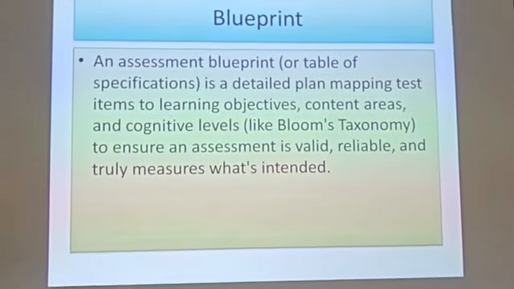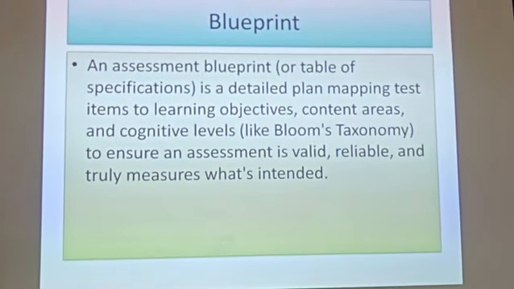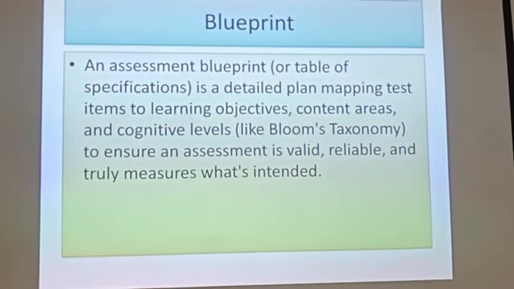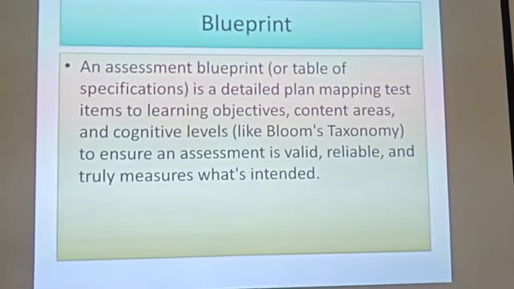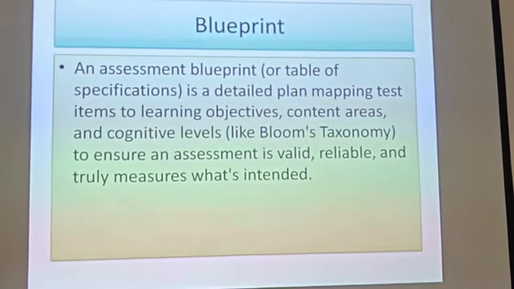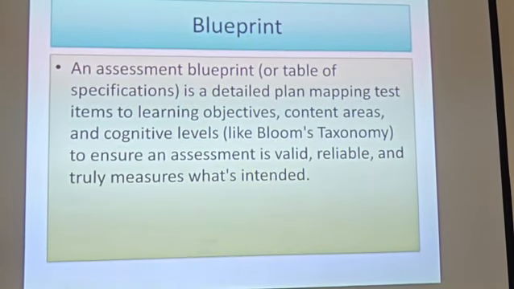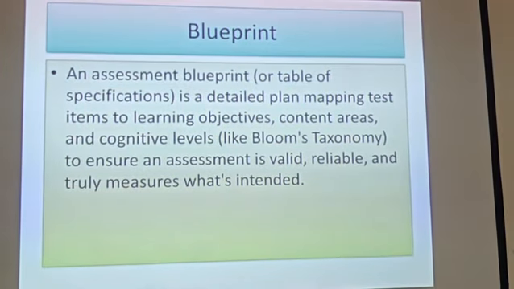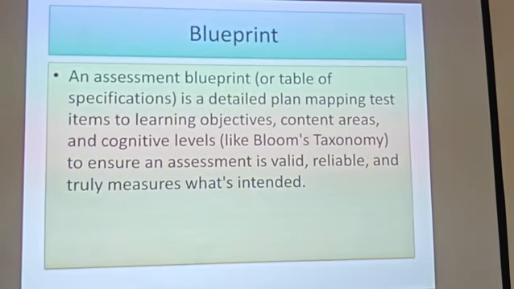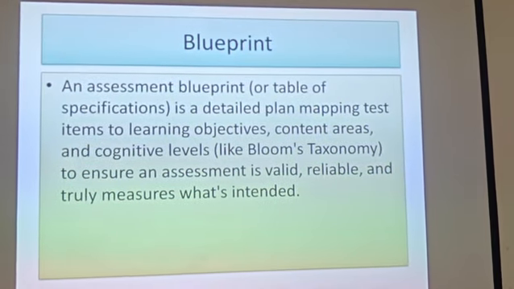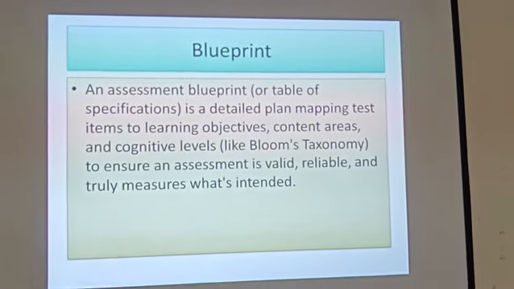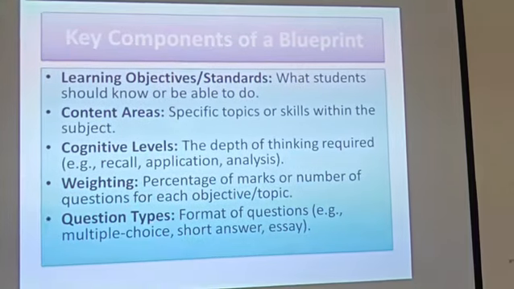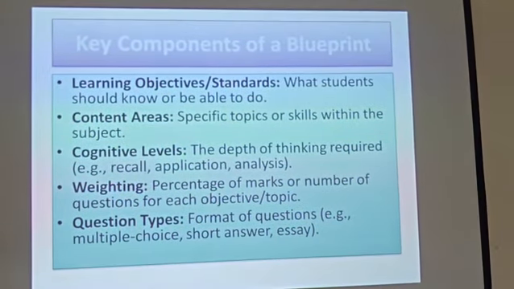Blueprint is an important thing as you are going to prepare the unit test of your subject. An assessment blueprint, or table of specifications, is a detailed plan mapping test items to learning objectives, content areas and cognitive levels like Bloom's taxonomy, to ensure an assessment is valid, reliable and truly measures what is intended. Means with the help of the blueprint you will get the idea which content you have taken, which type of questions you have included in the test.